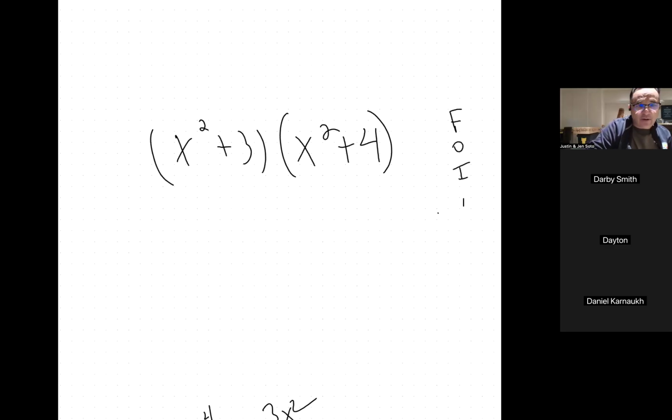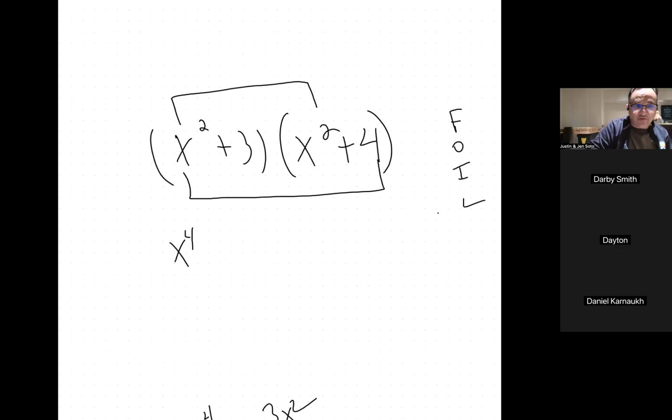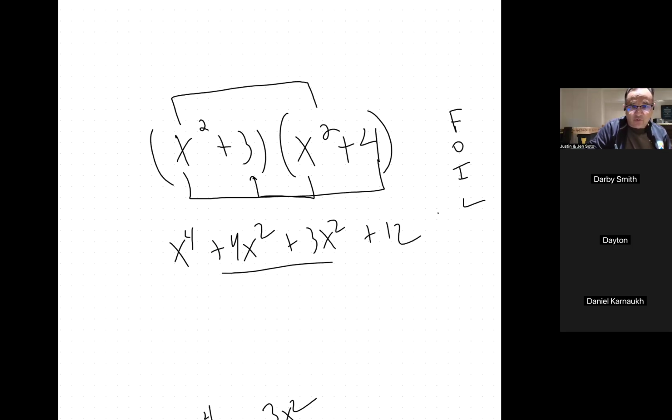So we multiply the first terms, the x squared times the x squared to get x to the fourth. The outer, x squared times 4, is plus 4x squared. The inner, which is 3 times x squared, you'll see you'll get the same exact thing we had before. And then the last, and that's 3 times 4 is 12. Then you just combine like terms in the middle, get the same exact answer, okay?